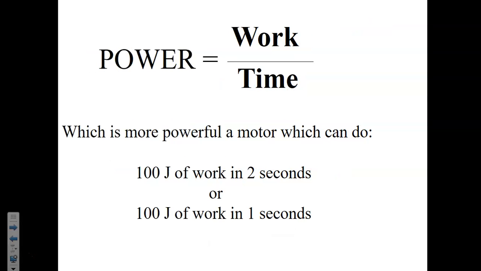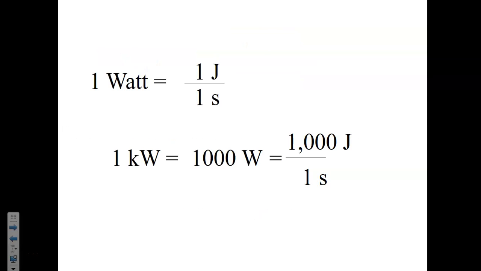So which is more powerful, a motor which can do 100 joules of work in 2 seconds or one that can do it in 1 second? Well, the motor that can do the job faster is going to be more powerful, even though they do the same amount of work. Now, a watt is a joule per second. A kilowatt is equal to 1,000 watts, which is equal to 1,000 joules per second.